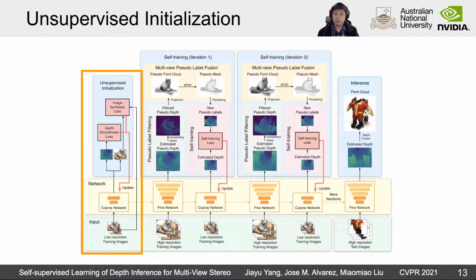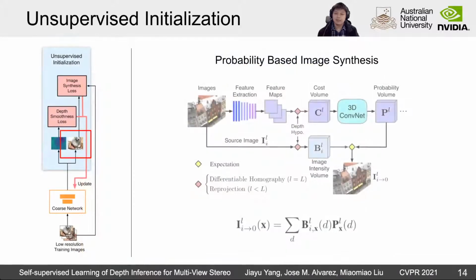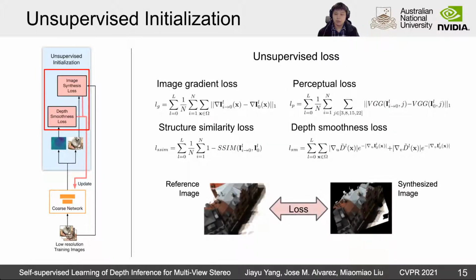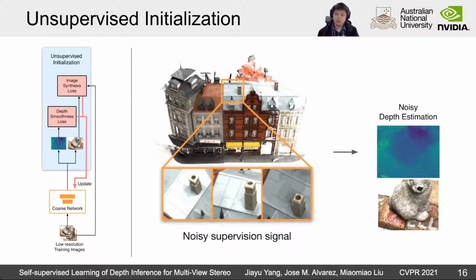In the first step, we learn to estimate depth maps as initial pseudo-labels under an unsupervised learning framework. Inspired by networks designed for view synthesis, we directly synthesize the image from the probability distribution of depth hypotheses. We generate an image intensity volume for each of the source images and then obtain the synthesized image as the expectation of warped image intensity. For the unsupervised loss function, we use a weighted combination of 4 loss functions. Unsupervised learning relies on the image reconstruction loss, which is sensitive to illumination changes. The initial pseudo-depth label estimated by the unsupervised network is subject to a certain noise level.